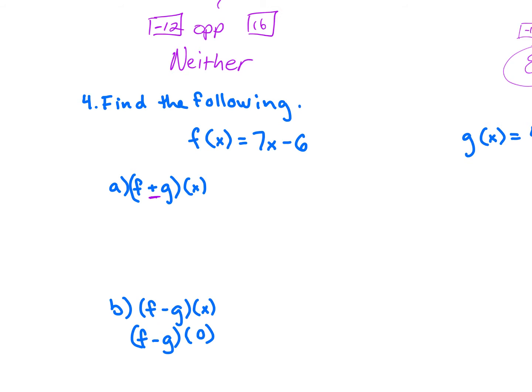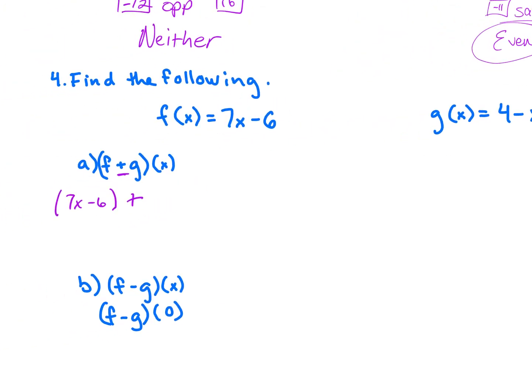Add them. So here is my f function, 7x minus 6 plus 4 minus x. I am not multiplying here. We are just combining like terms. 7 minus x is how much? 6x. Negative 6 plus 4 is what? Negative 2. That right there is your answer. That is f plus g in terms of x.